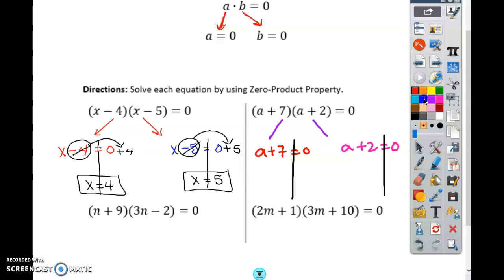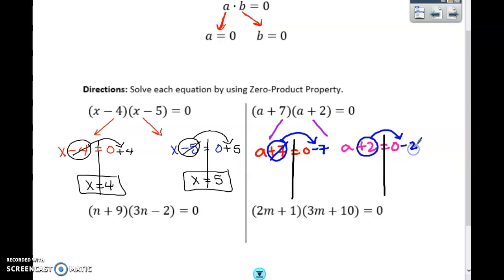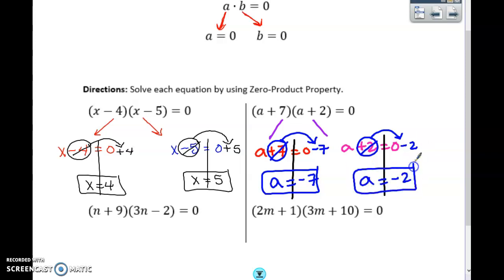Okay, so when you moved it over, and you should have done this already, when you move this over, it changes the sign to minus 7. So it cancels. When you move this over, it changes it to minus 2. And it cancels. So 0 minus 7 is negative 7. A equals negative 7 is your answer, one of your zeros. And this becomes negative 2. A equals negative 2 is your other 0.